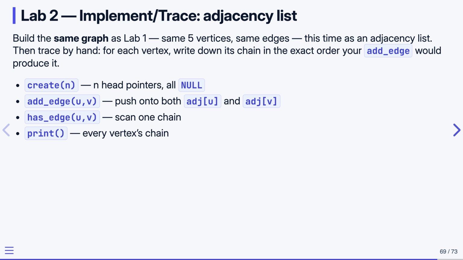One thing to watch while you trace. Because addEdge pushes onto the front, each chain comes out in the reverse of the order you inserted. Predict that order by hand, and then check it against the solution. Let's look at the solution. The full program is lab_list.c.